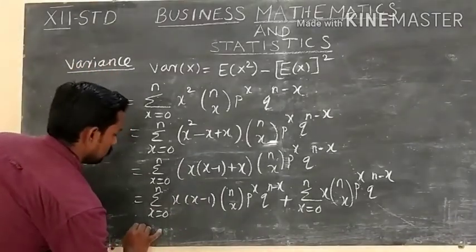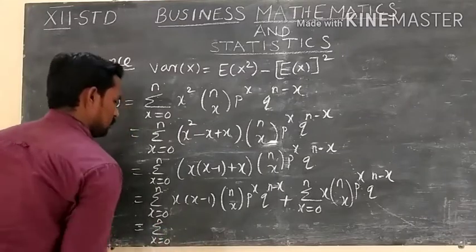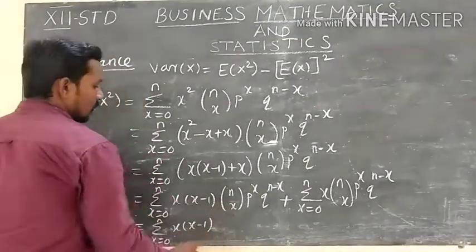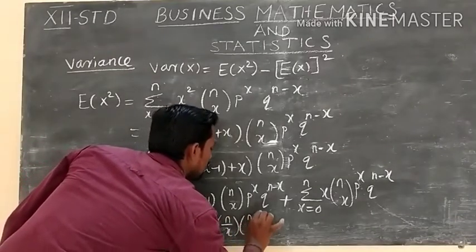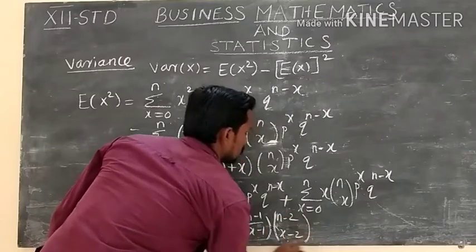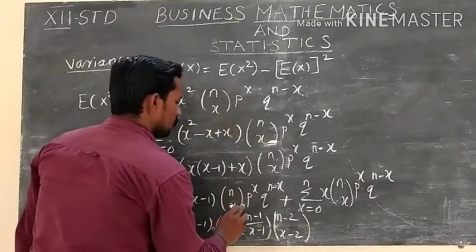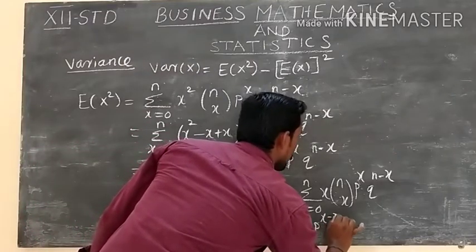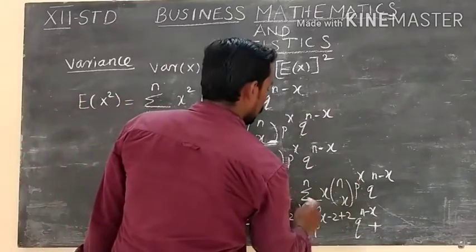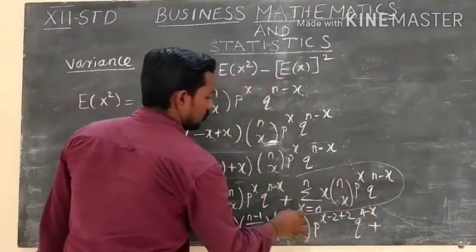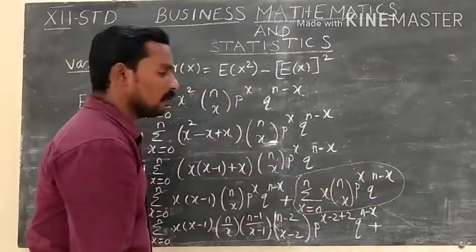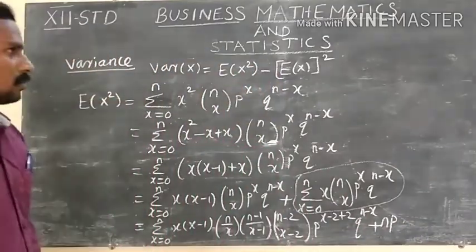So now summation x is equal to 0 to n. This is x into x minus 1. Here change nCx and write it in the form of n by x, n minus 1 divided by x minus 1, n minus 2 divided by x minus 2. This is the C value, n minus 2 C x minus 2. Then p power x can be written in the form of x minus 2 plus 2, then q power n minus x, plus this fully is the expectation value of x. So x into nCx p power x into q power n minus x is equal to np. We already found this out. Okay, so this is np.